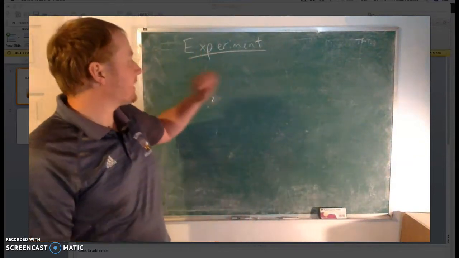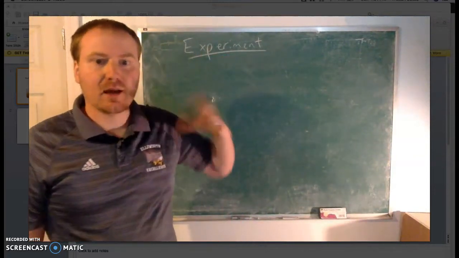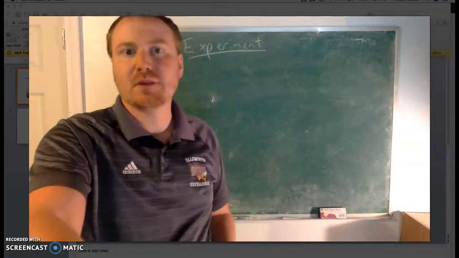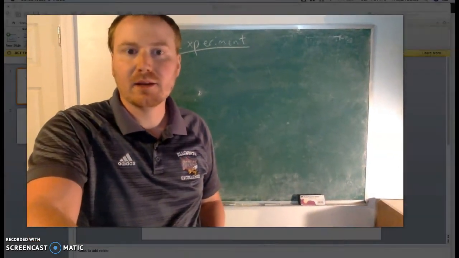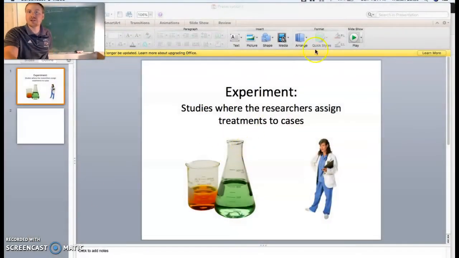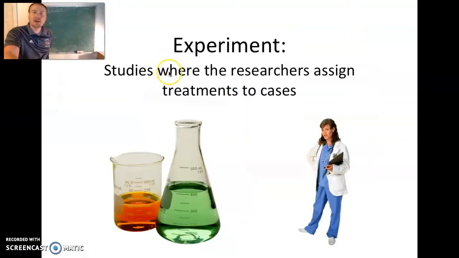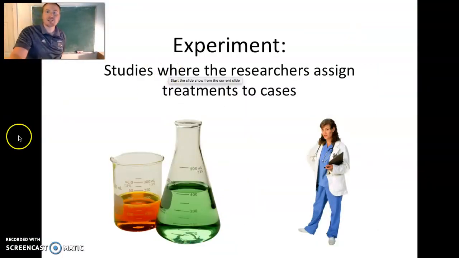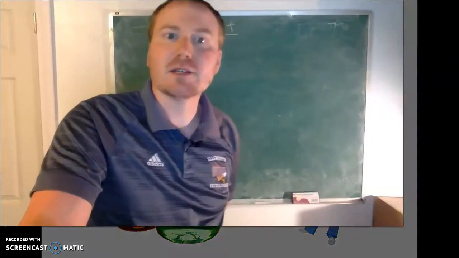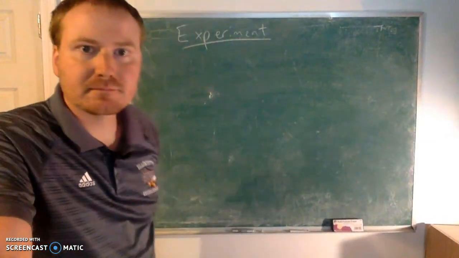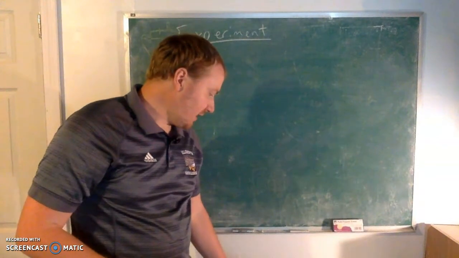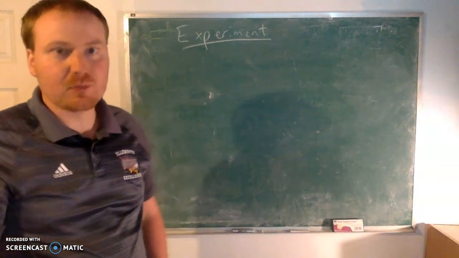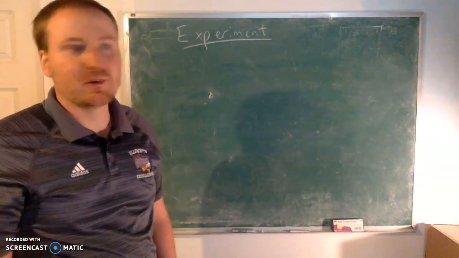You're just kind of observing what goes on and collecting the data. So then the other way to collect data is through an experiment. An experiment is very different than an observational study. And here's what we're going to have for our definition. In an experiment, it's a study where the researchers assign treatments to cases. So that right there is our definition for an experiment. With that being said, we're controlling the variables. We're controlling the groups.